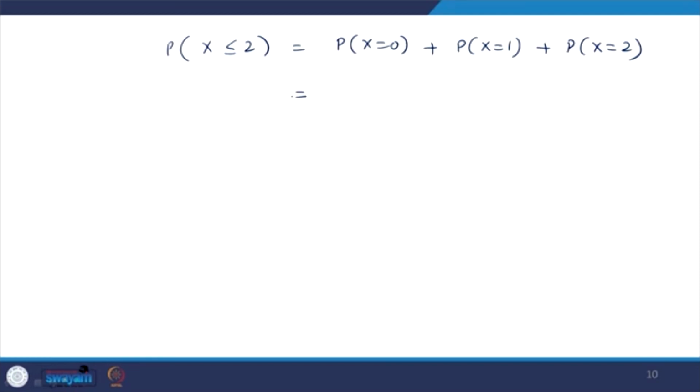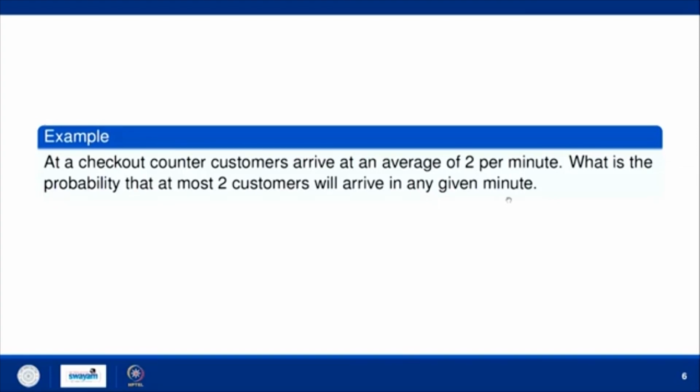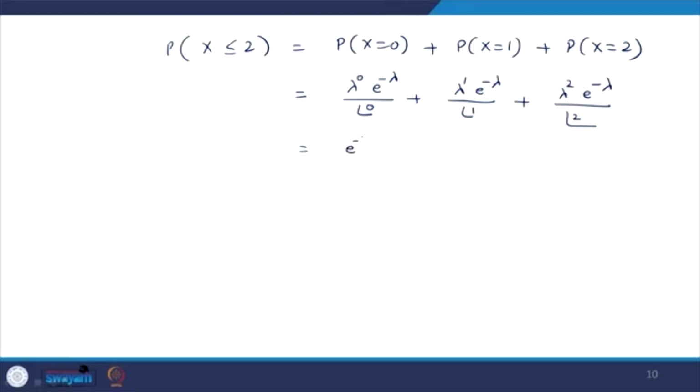So, we know that for Poisson distribution it is lambda raised to power x. So, x is 0, into e raised to power minus lambda upon factorial x, plus lambda raised to power 1 e raised to power minus lambda upon factorial 1, plus lambda square e raised to power minus lambda upon factorial 2. So, now lambda is 2, as given in the problem. So, it is e raised to power minus 2 will come here. So, it is 1 plus lambda is 2 plus it is 4 upon 2. So, this is nothing but 5 e raised to power minus 2. That is the final answer for this problem.